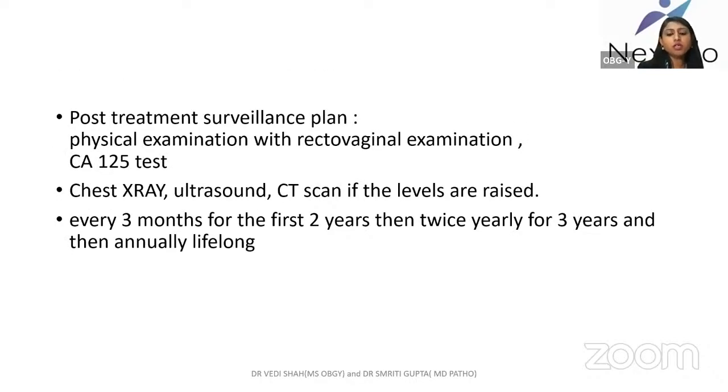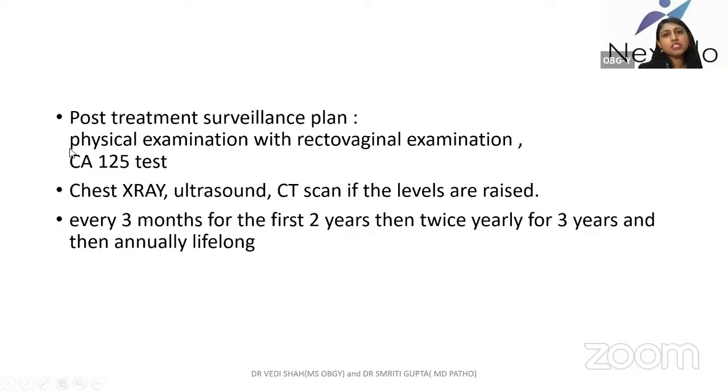Now, once the patient has been operated, how are you going to do post-operative surveillance? That is regular physical examination with rectovaginal examination and CA-125 testing. And if any of these are doubtful, you go for chest X-ray, ultrasound as well as CT scan. This needs to be done.